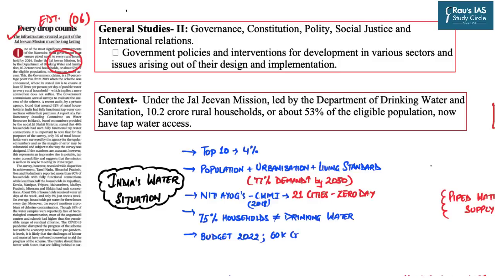As far as the syllabus is concerned, this topic directly falls under the General Studies Paper 2 section because it mentions the government policies and interventions for the development in various sectors and issues arising out of their design and implementation. Moreover, if you go by the previous year question paper analysis, there are several questions which ask you to analyze the performance of various schemes which are run by the central government.